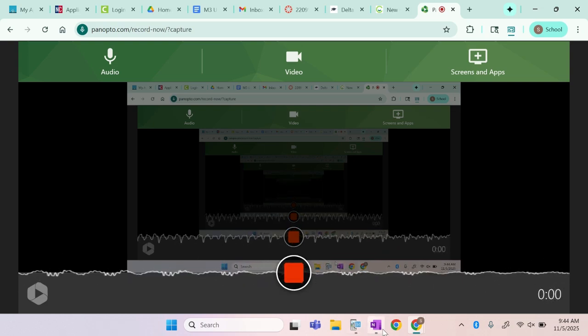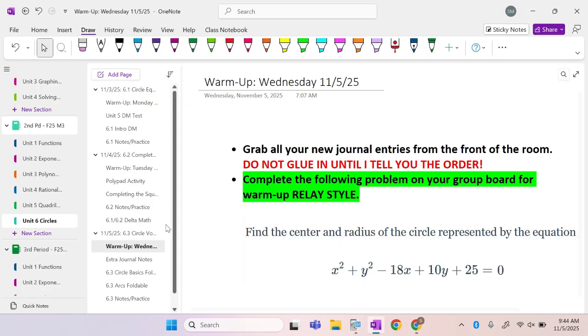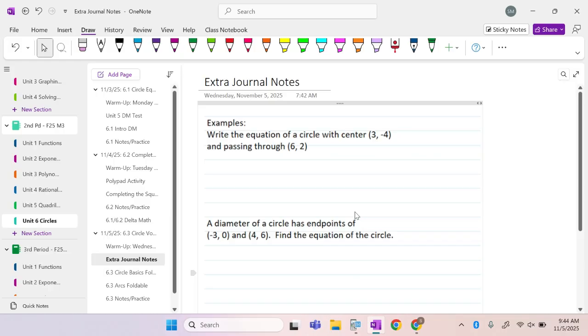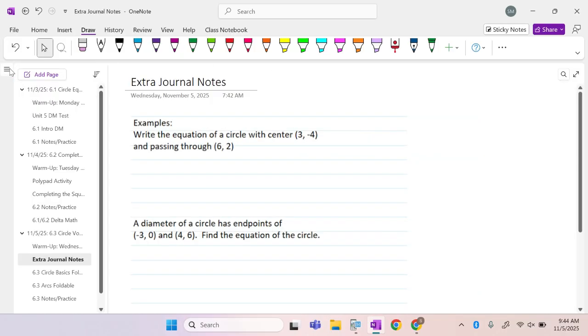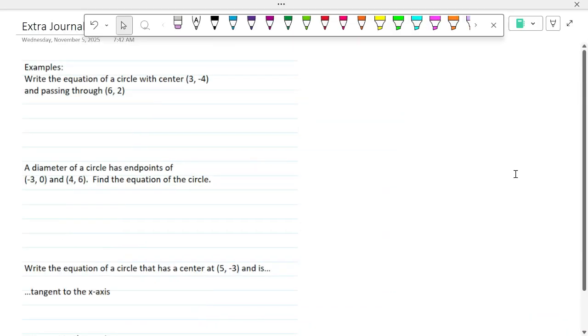All right, so I'm on that white half sheet. We're going to do these examples first. So it should be the one after your vocab.